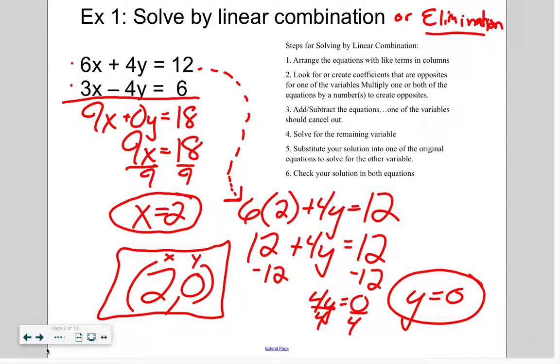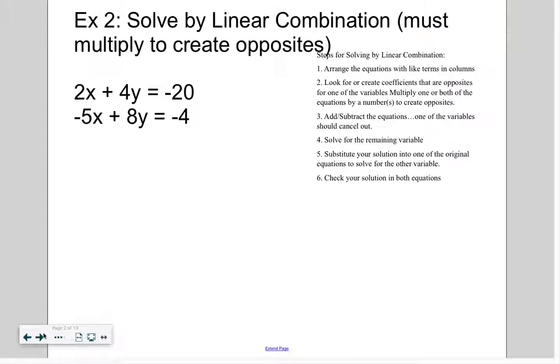So let's try that process in a few more cases. So arrange the equations with like terms in columns. We've got the x's on top of each other, the y's, and the constants. Look for or create coefficients that are opposites for one of the variables. Well, the opposite of 2x is negative 2x. That's not what we have here. The opposite of 4y is negative 4y. That's not what we have here. We need opposite x's or opposite y's.